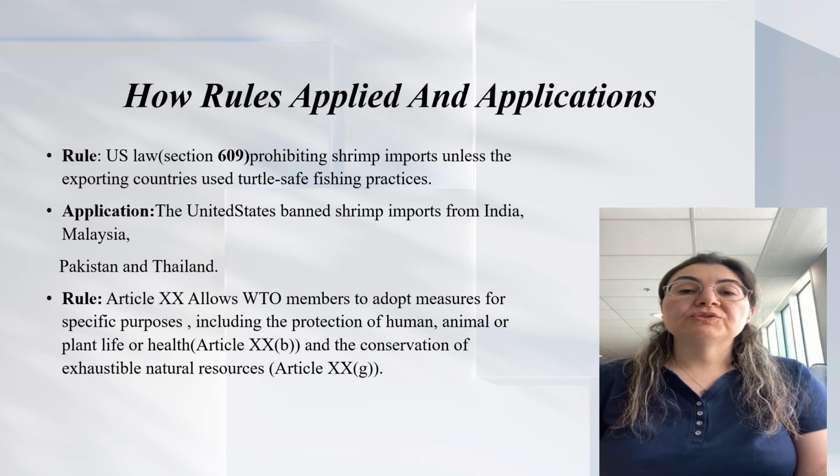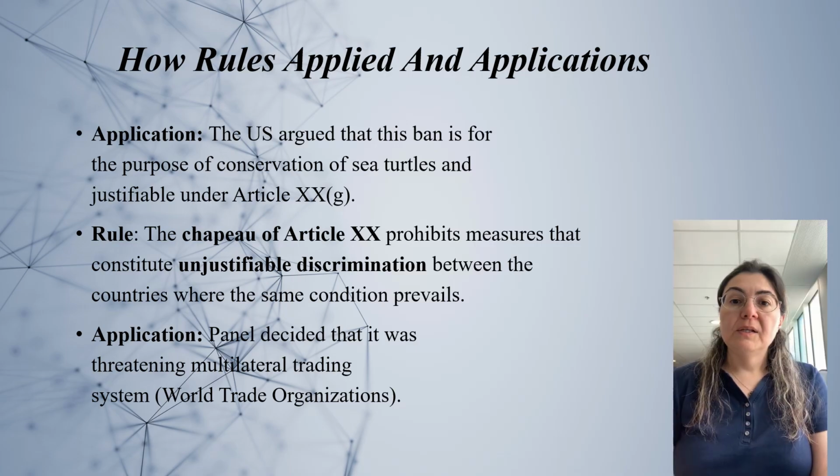The second rule, which is related to the WTO, is Article 20, which allows WTO members to adopt measures for specific purposes, including protection of human, animal, or plant lives, Part B, and conservation of exhaustible natural resources, Part G. So the United States argued that this ban is according to this rule, and that the United States has done it for the purpose of conservation of sea turtles.